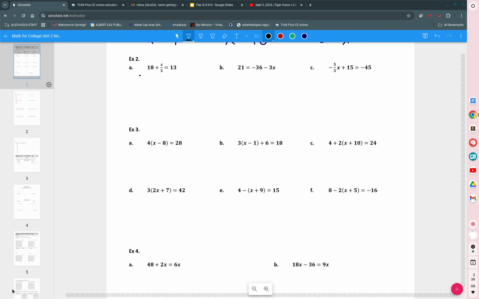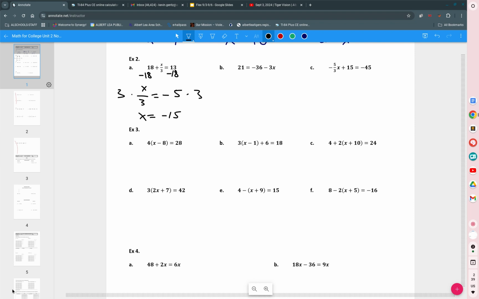I'm going to move the 18 first by subtracting 18. I get x over 3 is equal to negative 5. When I say x over 3, that means x divided by 3. How do we get rid of dividing by 3? Yep, we multiply by 3. We get x is equal to negative 15.